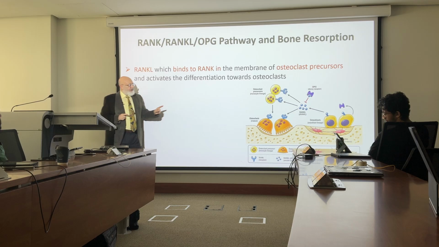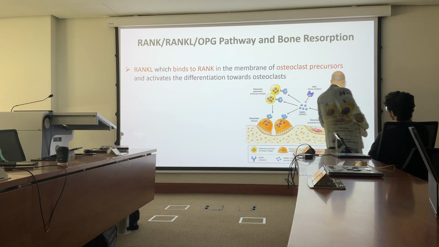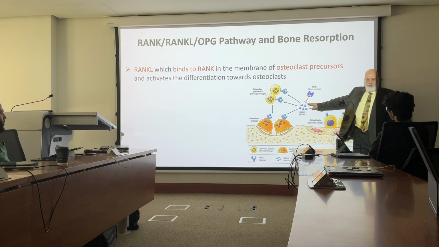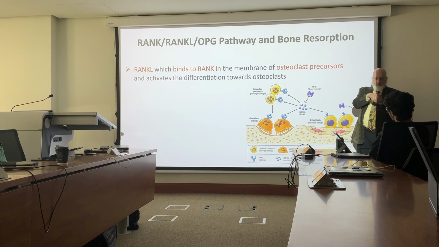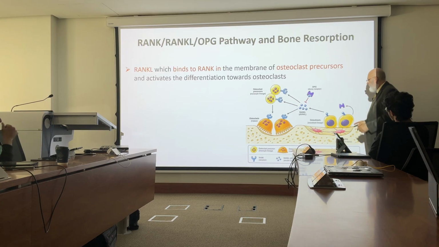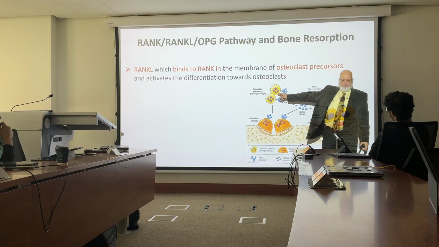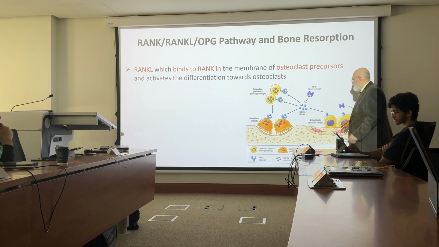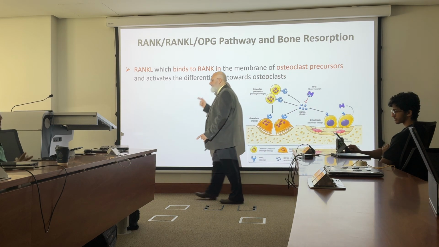So RANK ligand is the molecule that's going to be either expressed on the surface of the osteoblast or released. We call it the soluble RANK ligand. A ligand is the molecule that binds to a receptor. As long as it doesn't bind, we don't call it a ligand. When it binds to a receptor, we call it a ligand. And the receptor is expressed on the surface of the osteoclast and osteoclast precursors. So the RANK ligand binds to the receptor RANK on the osteoclast and will activate the osteoclast.